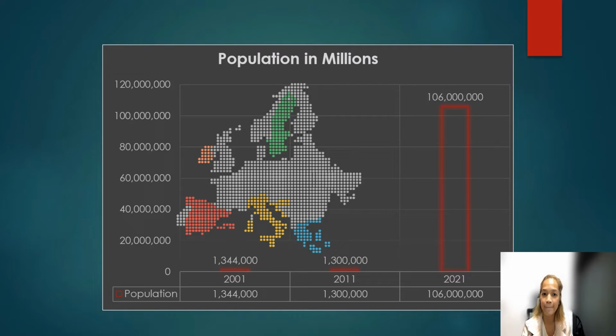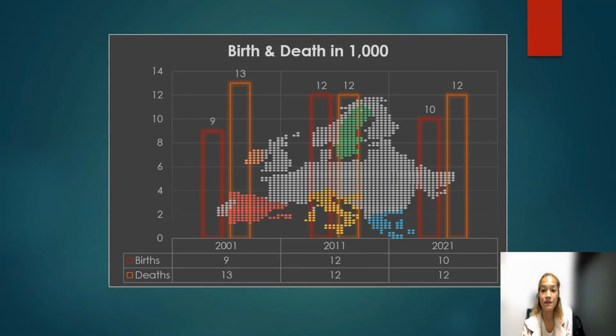Demographic, birth, and death in 1000. The birth rate in Estonia in 2001 was 9 per 1000, and in 2011 it was 12 per 1000, and in 2021 it was 10 per 1000. The main culprit is the sub-replacement fertility rate in Estonia, though factors such as lower levels of emigration and higher levels of immigration may also play a role. Fertility rates are also likely to continue to rise according to Statistics Estonia.